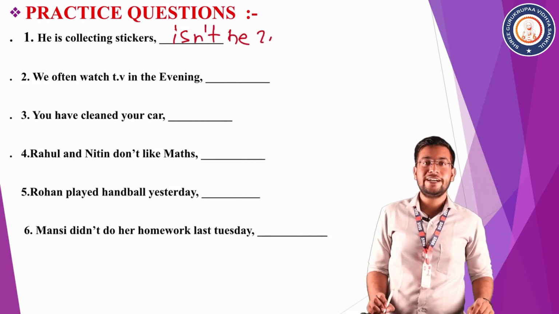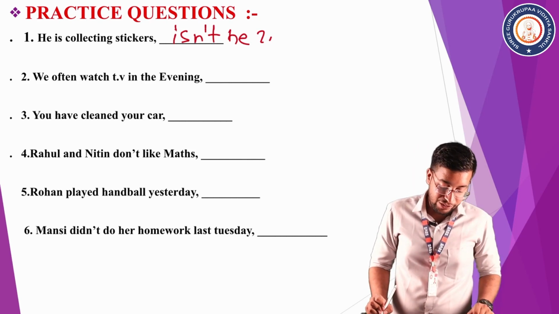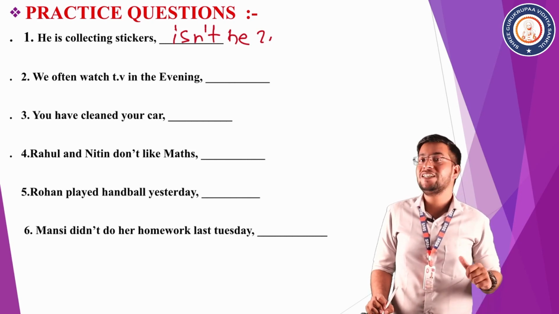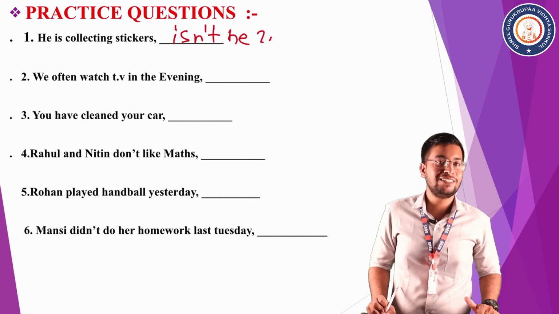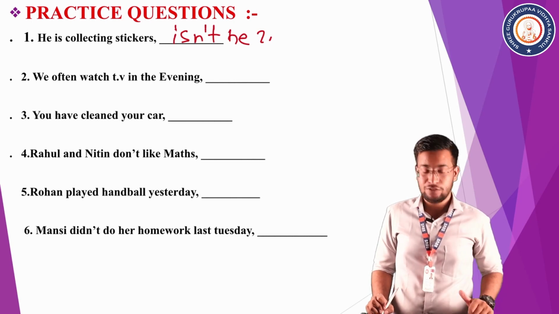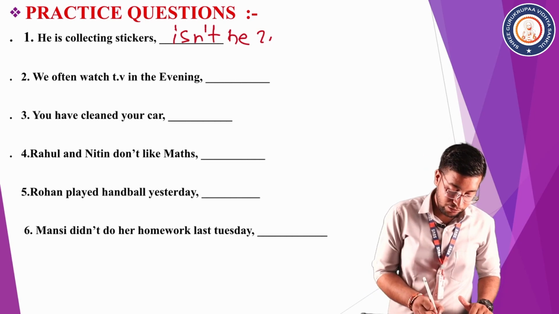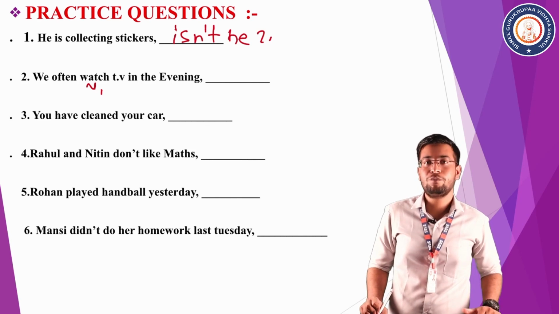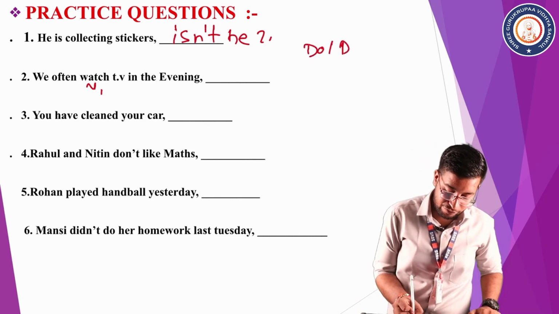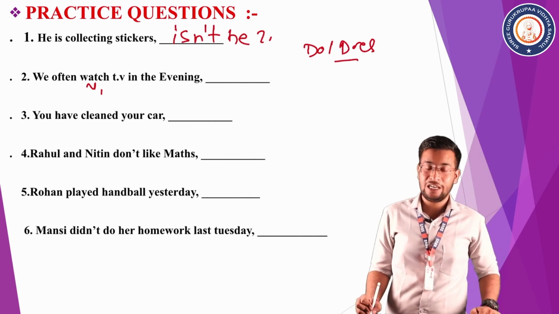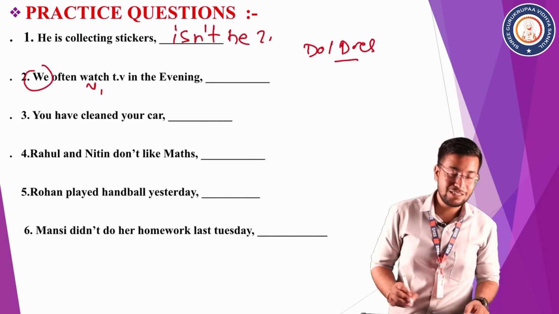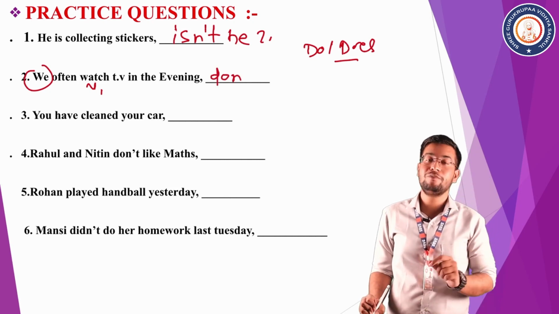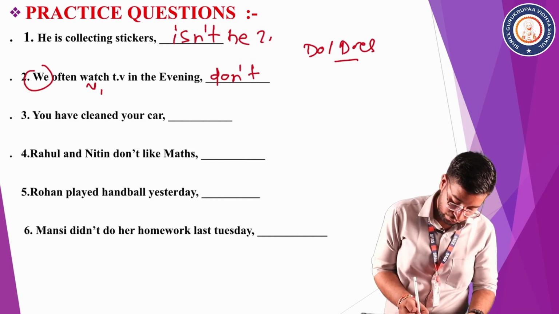Second example, we often watch TV in the evening. Now dear students, there is no helping verb used in this sentence, so either it is present indefinite or past indefinite. If you look at this example, watch is our V1, so it is present indefinite. If it is present indefinite, then we will use either do or does as a helping verb, and because we is the subject, we will use do. Because this is an affirmative sentence, we will make it negative. It will become don't we.